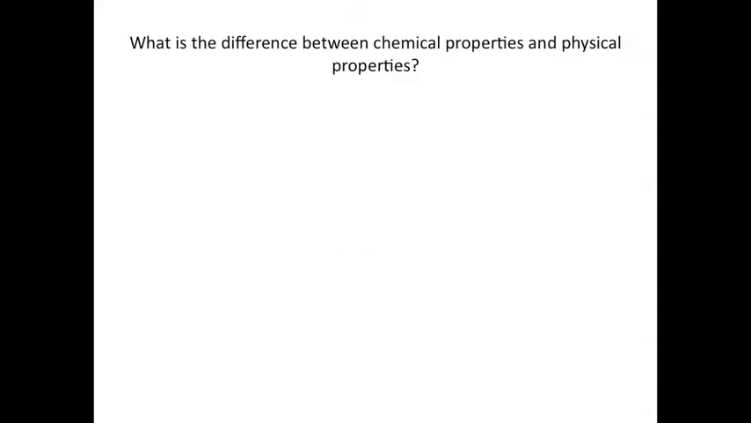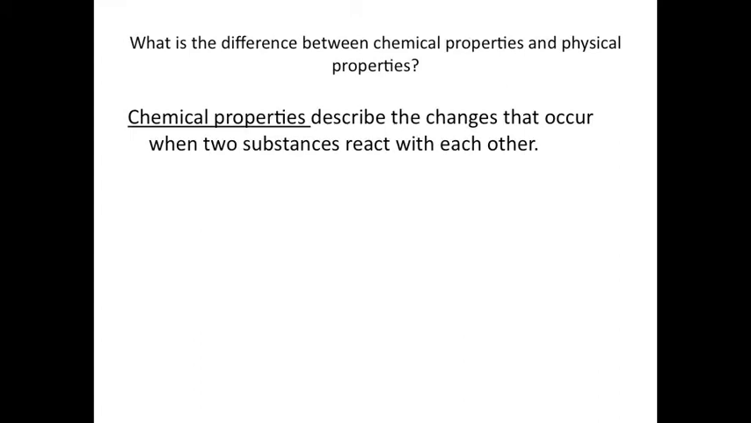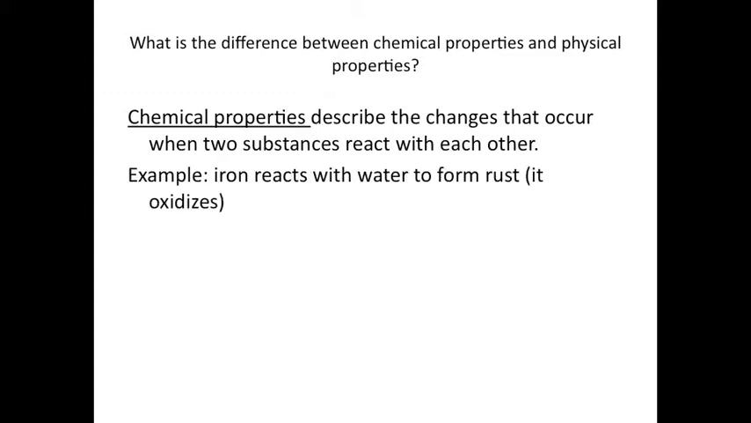Matter has chemical properties and physical properties. You'll need to know the difference between these two. Chemical properties describe any type of changes that occur when two substances react with each other. For example, iron reacts with water to form rust. It oxidizes. Oxidization is a chemical property.